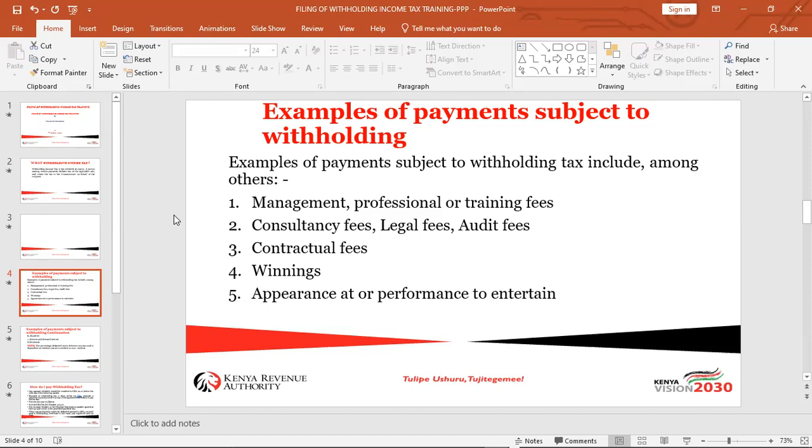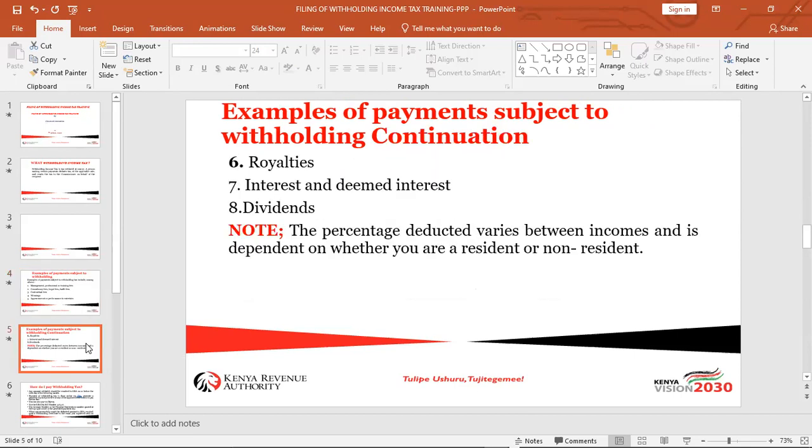Then we have appearances or performances to entertain. So we have some people who entertain, maybe in a function. When you are paying this person around 45,000, you must withhold the tax when paying them. Then we have royalties. Then we have interest and deemed interest, then dividends. All of these examples, 8 of them, we are going to work an example on.